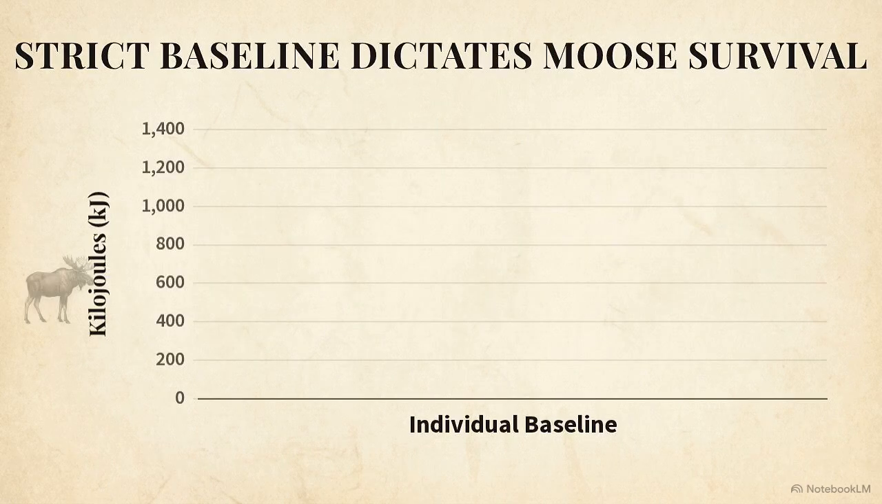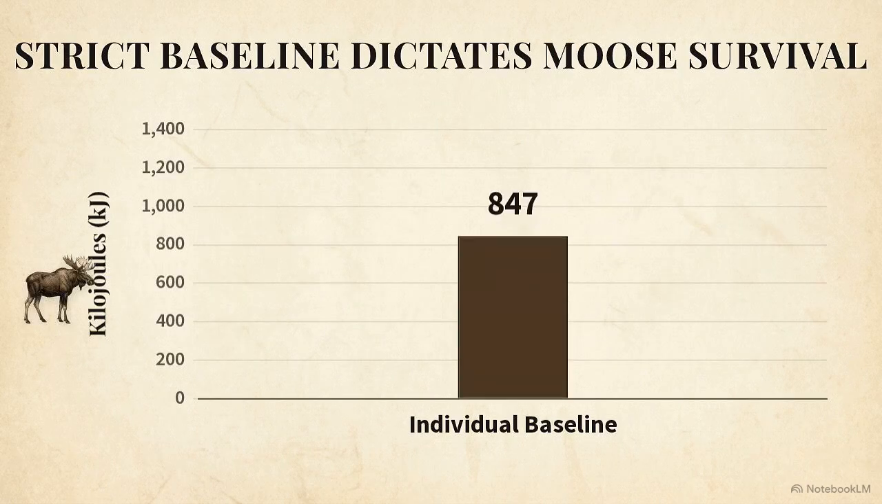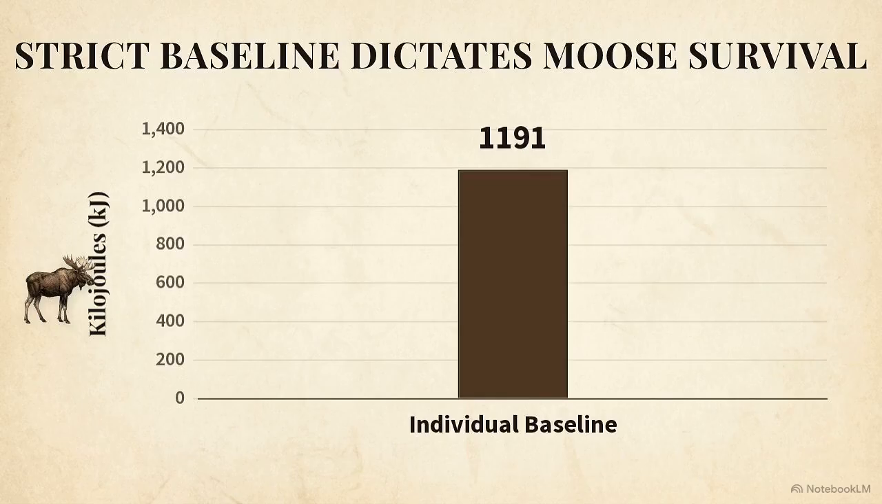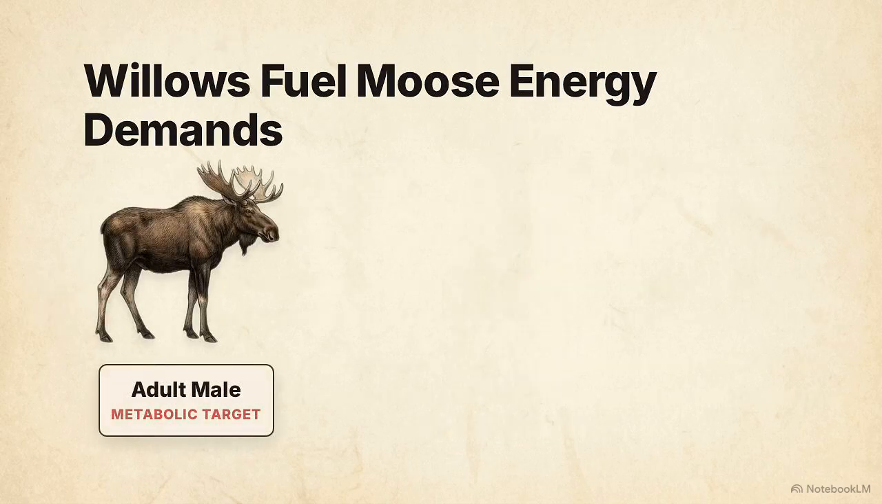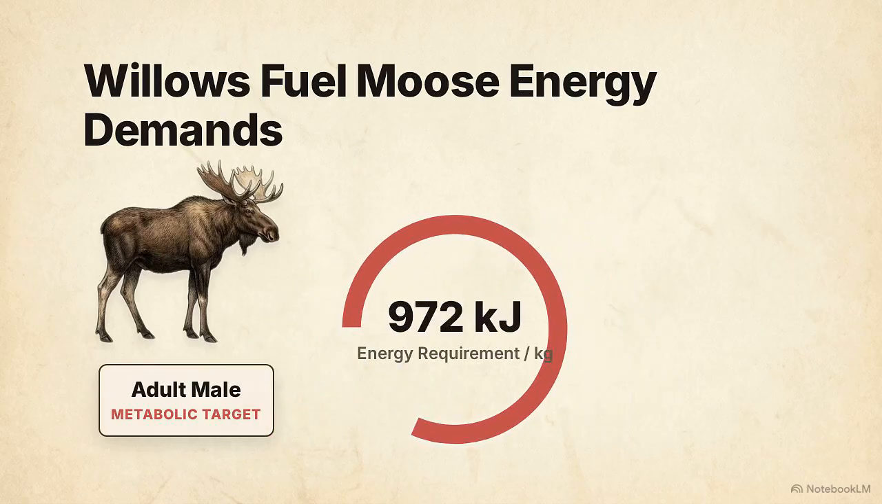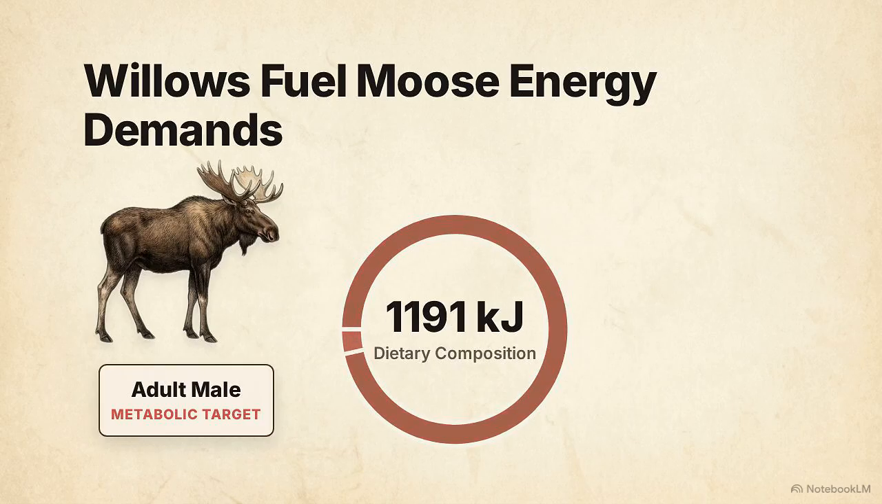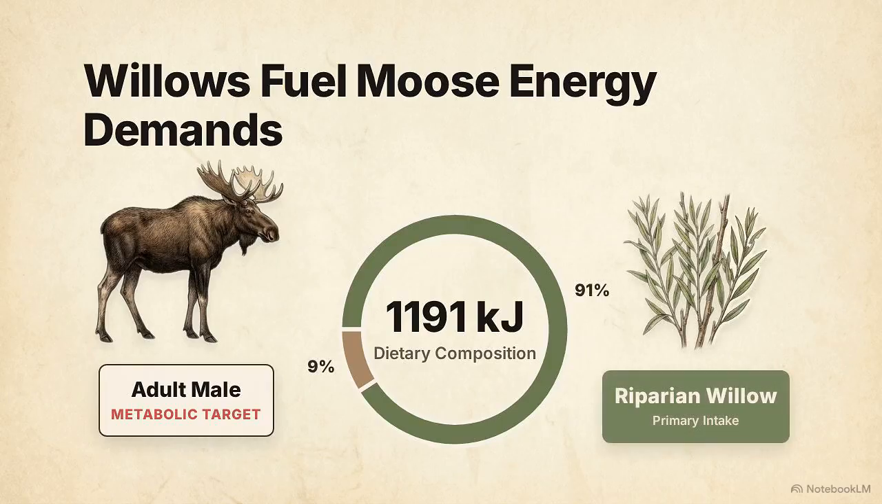To prove exactly how that mechanism works, ecologists must first calculate the strict mathematical baseline of how much energy one individual moose requires to survive. This ledger highlights the strict energetic constraint of a Shiras moose. An adult male requires 1,191 kilojoules of digestible energy per kilogram of metabolic body weight daily. To meet this, they rely almost entirely on riparian willow, comprising 91% of their summer diet.